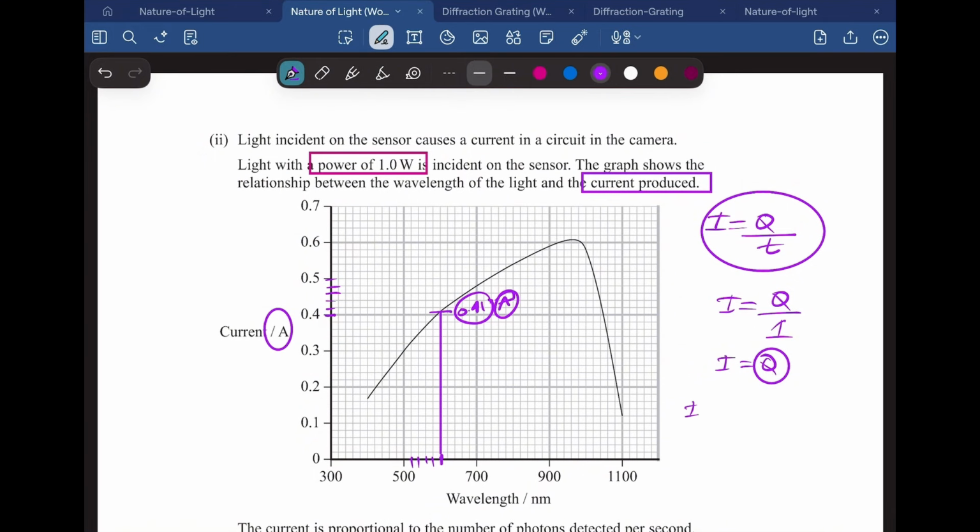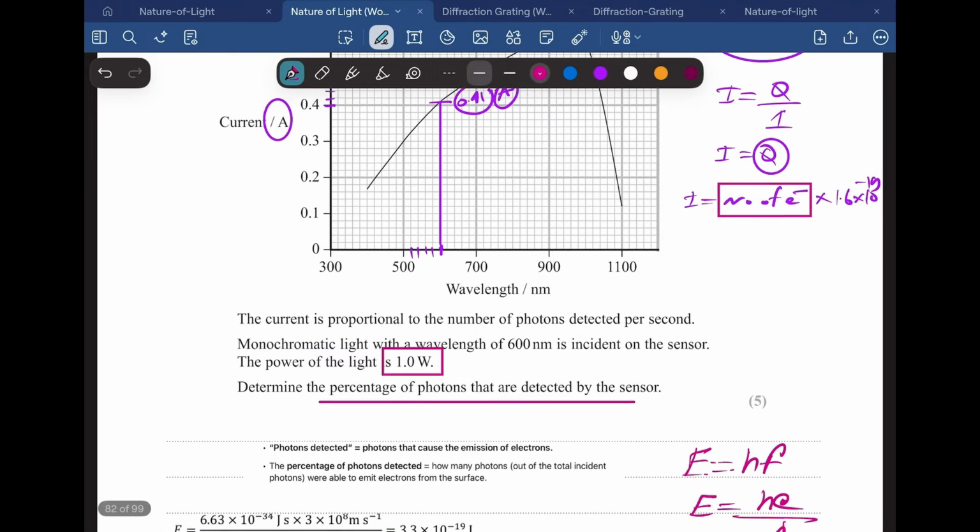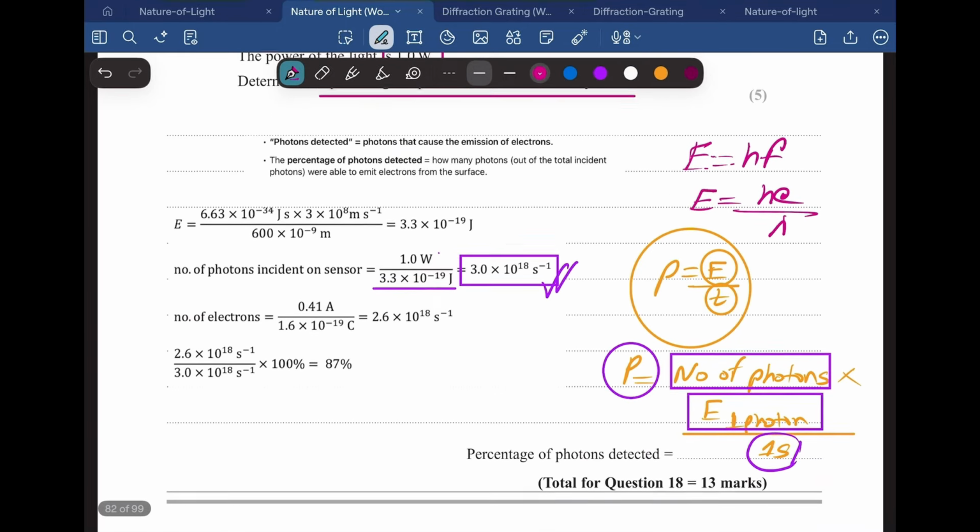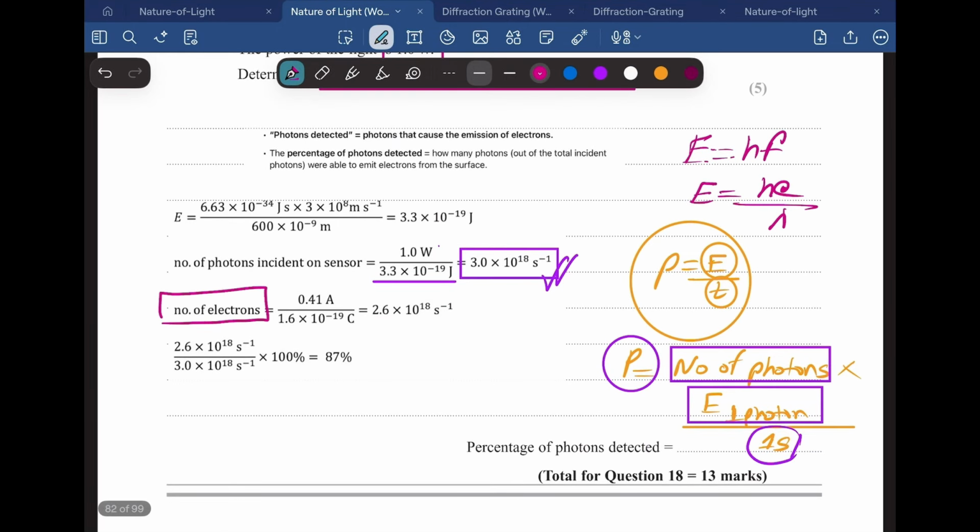Total charge can also be written as the number of electrons multiplied by the charge of an electron, which is 1.6 × 10^-19. So what does the number of electrons mean? We can figure out the number of electrons. We know the current is 0.41, which divided by 1.6 × 10^-19 will give us the number of electrons right here.